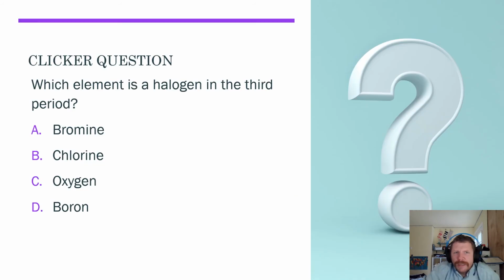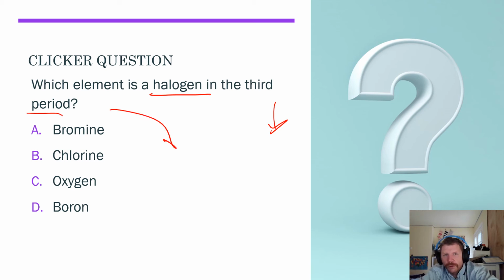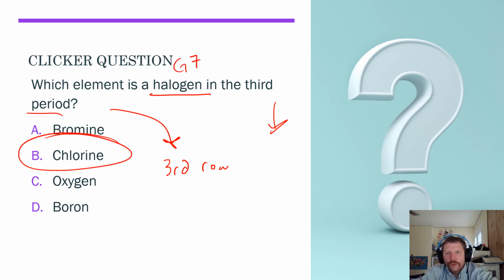Okay, which element is a halogen in the third period? This is asking you to look on the periodic table, and I'll pause for a moment and let you do that. It's saying it's a halogen, so that's a specific column, and then the third period, so it's in the third row. It's almost like you're getting coordinates here. Now I'm going to use my computer and jump back and forth to ptable.com, and I'm looking for something in the third period, so the third row, and it's a halogen. Halogens are group 7, so I'm actually looking at chlorine as the correct answer there.